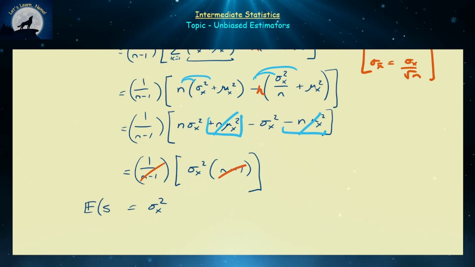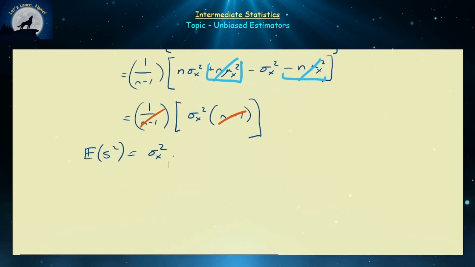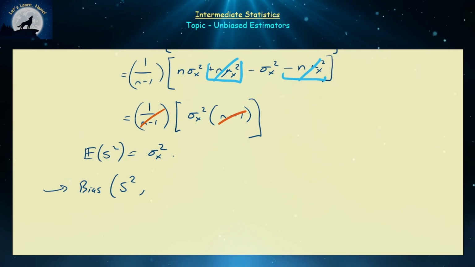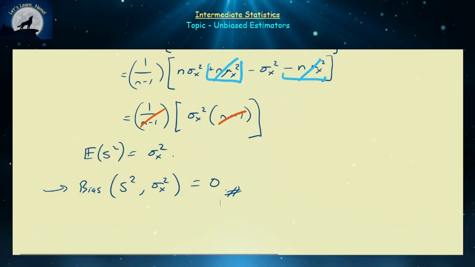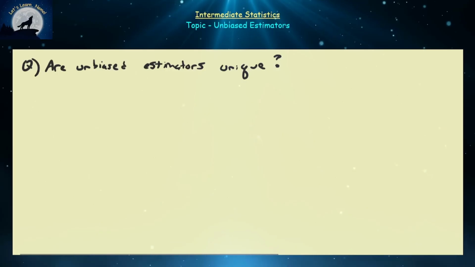So therefore the expectation of s squared is equal to sigma x squared, implying that the bias between s squared and sigma x squared is equal to 0. Completing the proof that the sample variance, when you divide by n minus 1, is an unbiased estimator for the population variance. So here's a question for you.